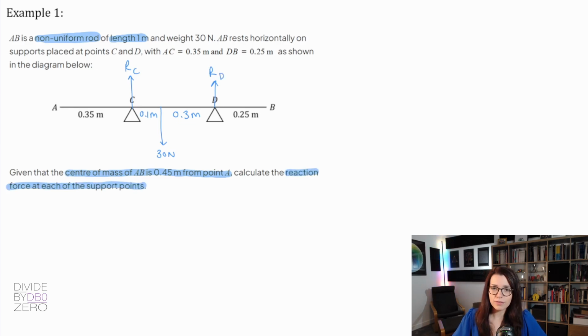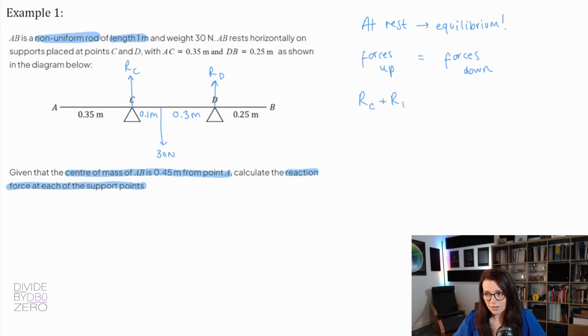Now we have everything on the diagram, we're ready to answer the question. The rod is at rest, which means it's in equilibrium. Therefore, we can say that forces up are going to be equal to forces down. Looking at the forces up, we have RC and RD, and then forces down, we just have 30. Because it's in equilibrium, we also know that clockwise moments are going to be equal to anti-clockwise moments.